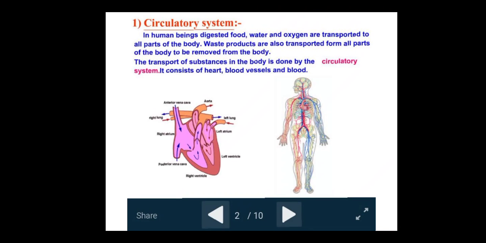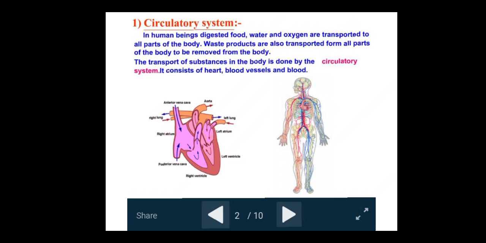Now the circulatory system. What is the circulatory system? In human beings, digested food, water and oxygen are transported to all parts of the body. We have already learned that we eat food, and this digested food and oxygen is transported to all parts of the body. Waste products are also transported from all parts of the body to be removed from the body, and we also know that the waste products are removed from our body. The transport of the substance in the body is done by a circulatory system.